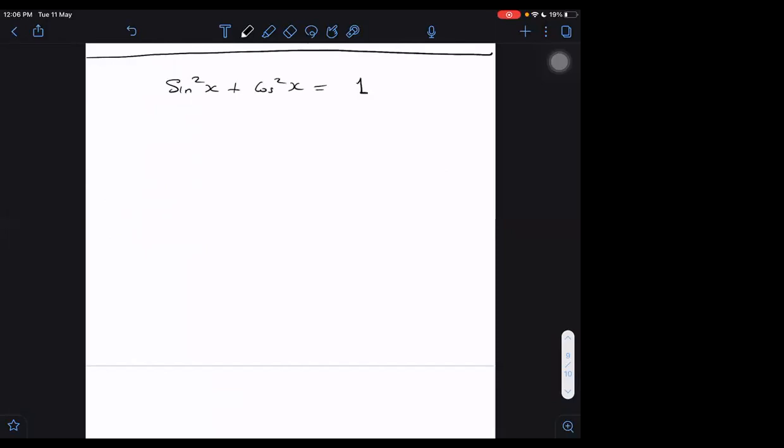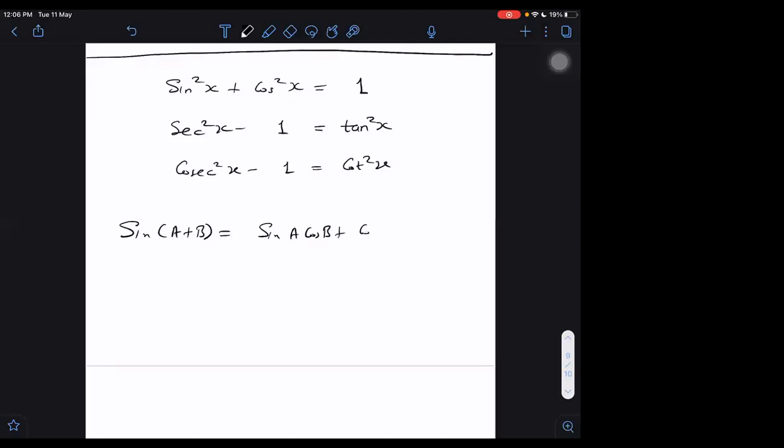Do you know this formula? Sin square x plus cos square x equal to 1. Secant square x minus 1 is equal to tan square x. Trigonometry, you know, right? Cosec square x minus 1 is equal to cot square x. What is sin of A plus B? Sin A cos B plus cos A sin B.